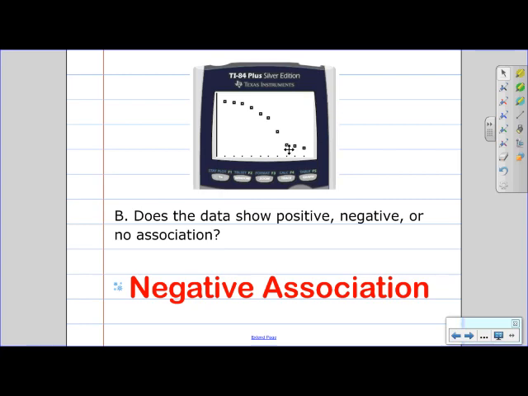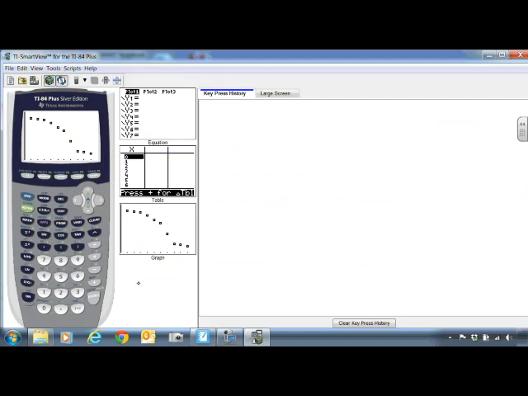So now we can go to the second part of our problem, which is to create a trend line. So let's go back to our calculator. Okay, now we're back at our calculator and we see that we have our scatter plot. So now we want to draw a trend line. So let's press stat. Arrow over to calc, and let's press option 4 for linear regression.